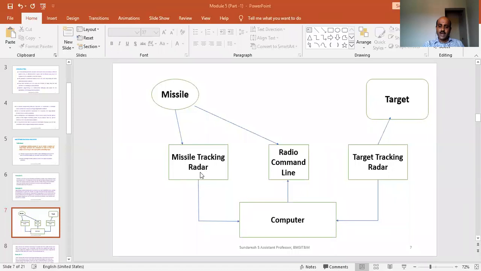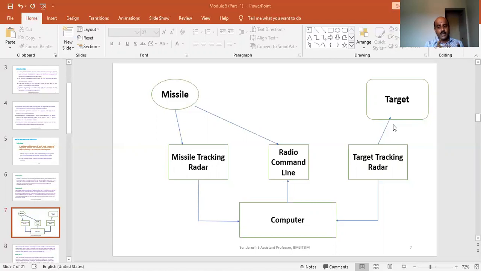Okay. So missile tracking and radar tracking, meaning target tracking, both will be taken to the computer, and the computer will send a signal to the radio command line, and it will pass to the missile. The missile will start going toward and hitting the target. So it is just like the objective, where the objective is that the missile has to hit the target within a specified interval of time.